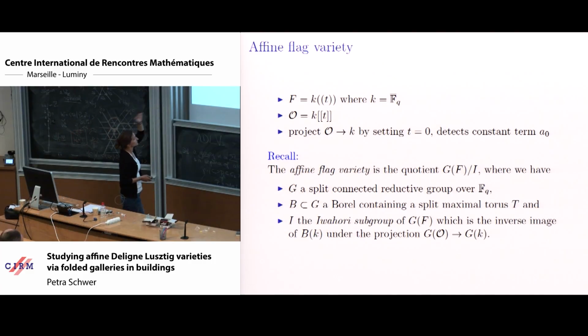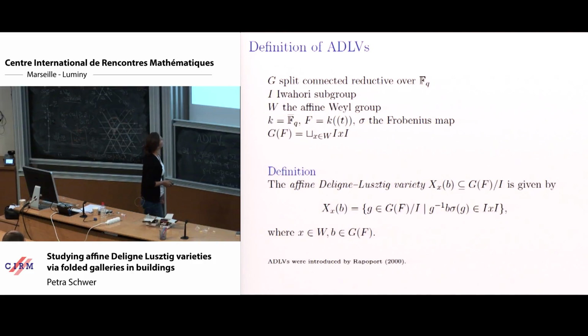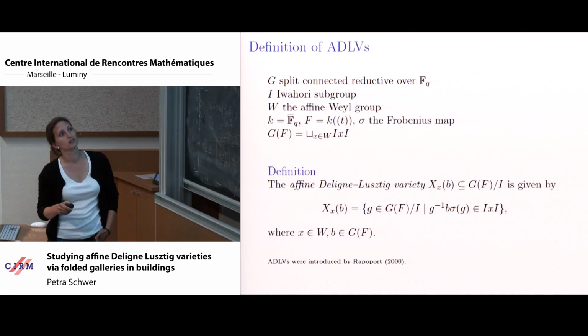So this is just a recollection of the affine flag variety. You have this group G, you fix a Borel and a torus. This torus corresponds to this T here, so it's more or less the same T. And then you have inside the Iwahori subgroup, which in the associated Bruhat-Tits building is nothing but the stabilizer of your favorite maximal simplex in this one apartment we've been looking at here. So it's the stabilizer of the identity. Okay, and then we can define the affine Deligne-Lusztig varieties. As I said, they're indexed by elements x in W and b in G(F), and they're given by this sigma-conjugacy condition on the element g being contained in the double coset of x by my Iwahori subgroup I.